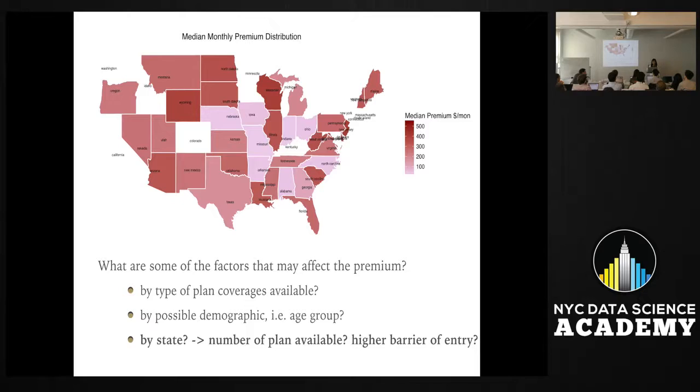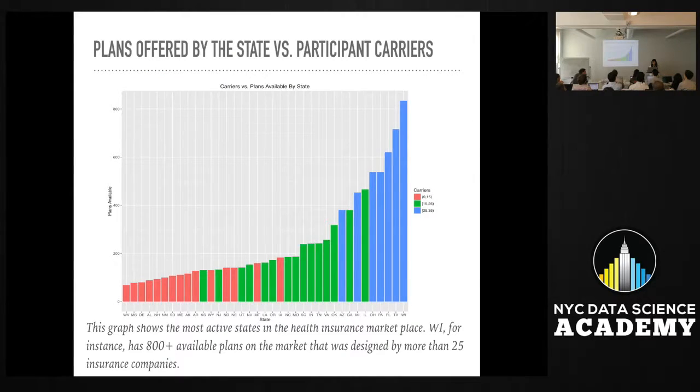So I'm going to try to figure out the first question first, because it's easier. This is a graph ranked by number of plans available per state. So Wisconsin, Texas, Florida are the ones that offer 800 plans out there. 800 means there are 800 different plans that were tailored to the needs of the population. And then West Virginia is the least, probably 80 plans available in the marketplace.